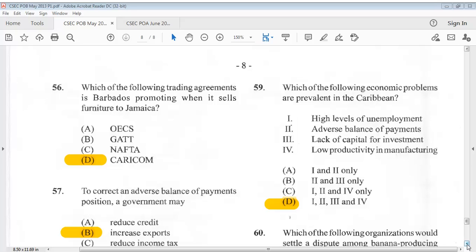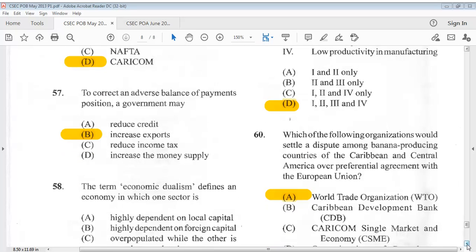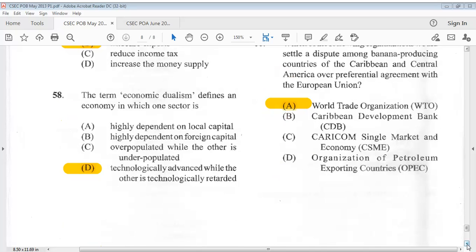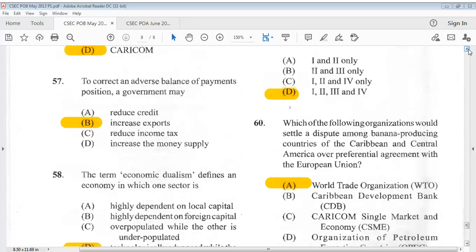56 says, which of the following trading agreements is Barbados promoting when it sells furniture to Jamaica? We know that is CARICOM, D. 57 says, to correct an adverse balance of payments position, a government may B, increase exports. 58 says, the term economic dualism defines an economy in which one sector is D, technologically advanced, while the other is technologically retarded. Let's go to 59.